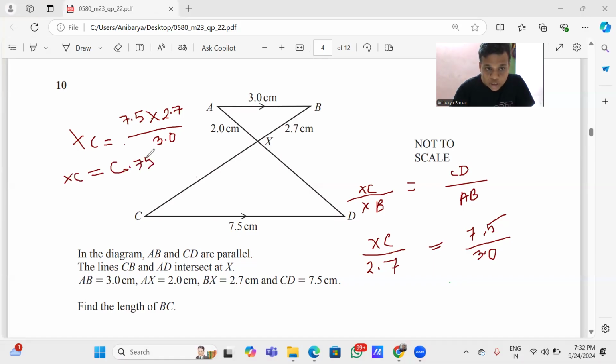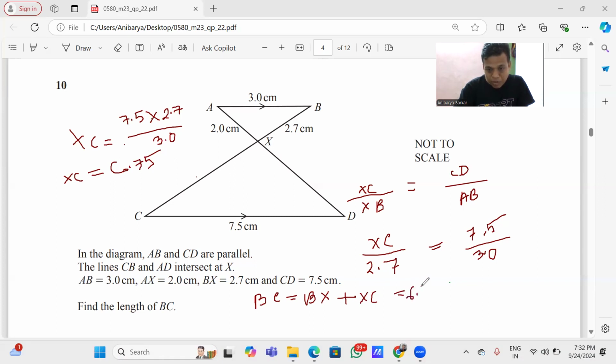Now in the question they ask to find BC. So BC means BX plus XC. BX equals 6.75 and XC means 2.7. So the answer is 9.45. 9.45 centimeters is the answer.